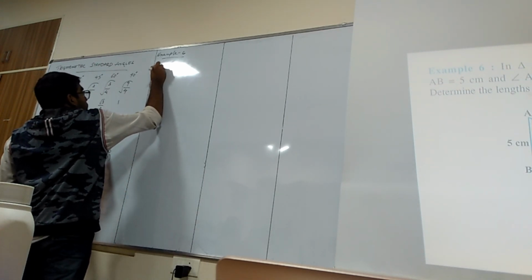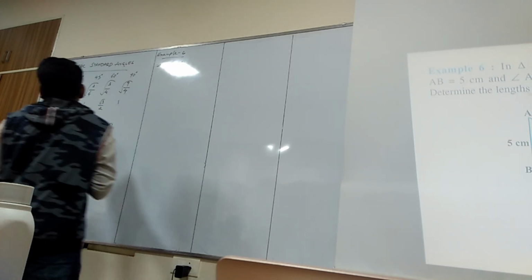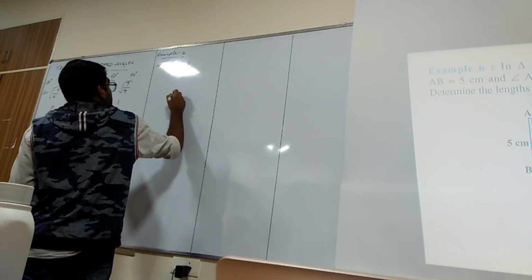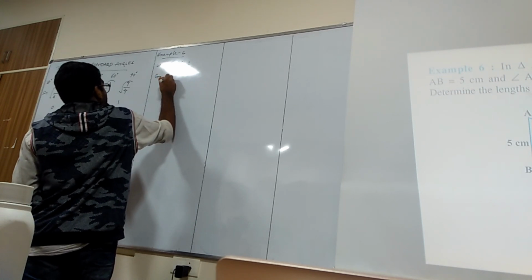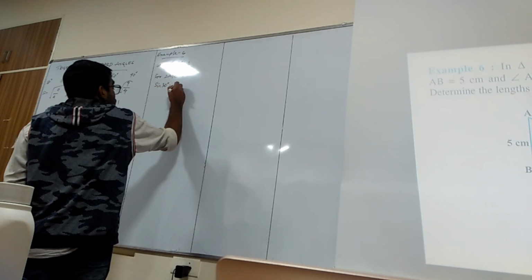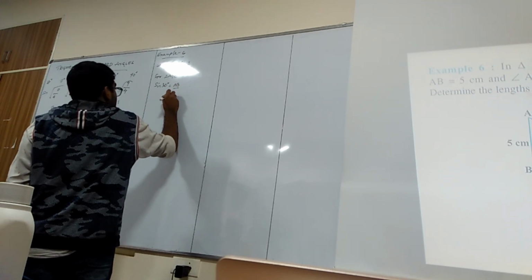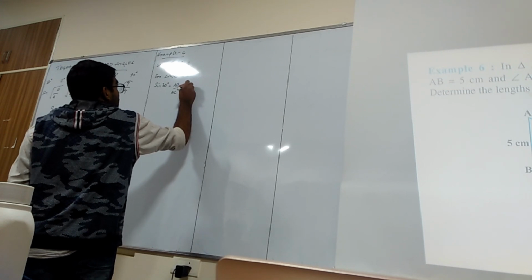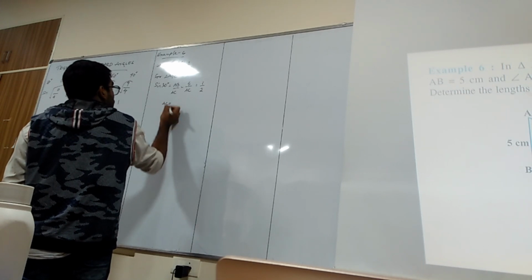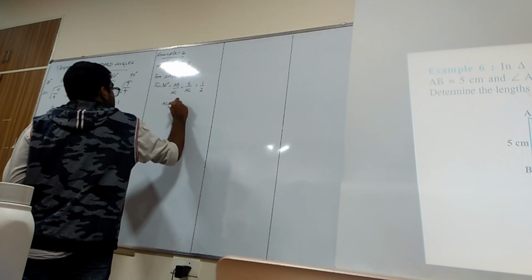Okay. We know that sine 30 degrees is equal to 1 by 2. For triangle ABC, sine 30 degrees is equal to AB by AC, which is equal to 5 by AC, which is equal to 1 by 2. So AC is equal to 10 centimeters.